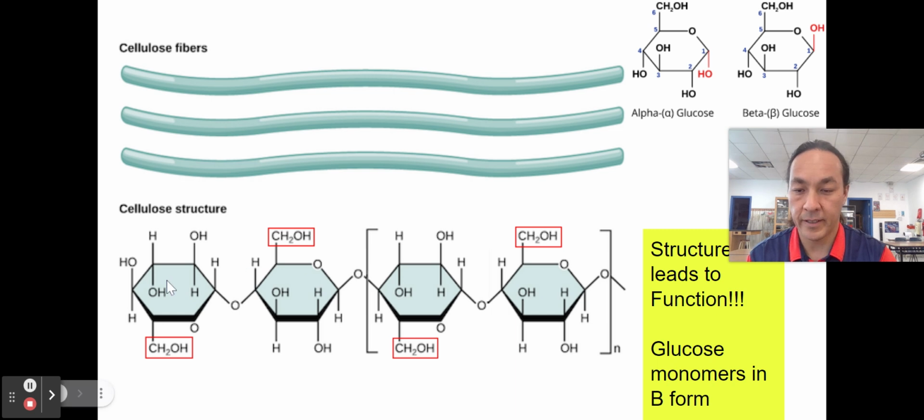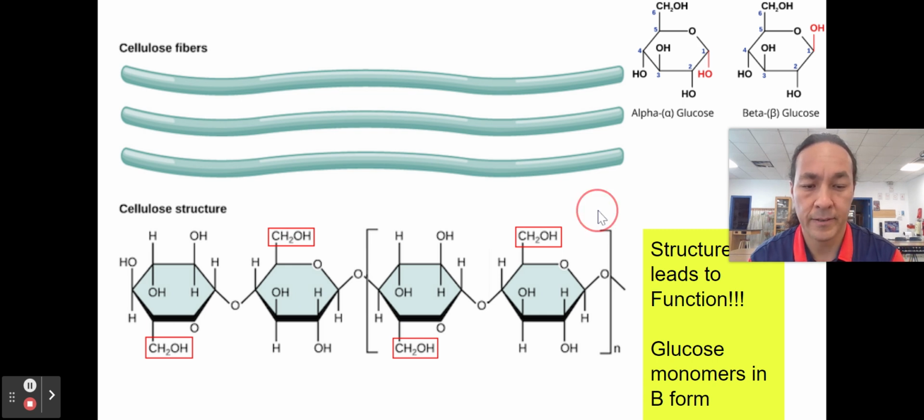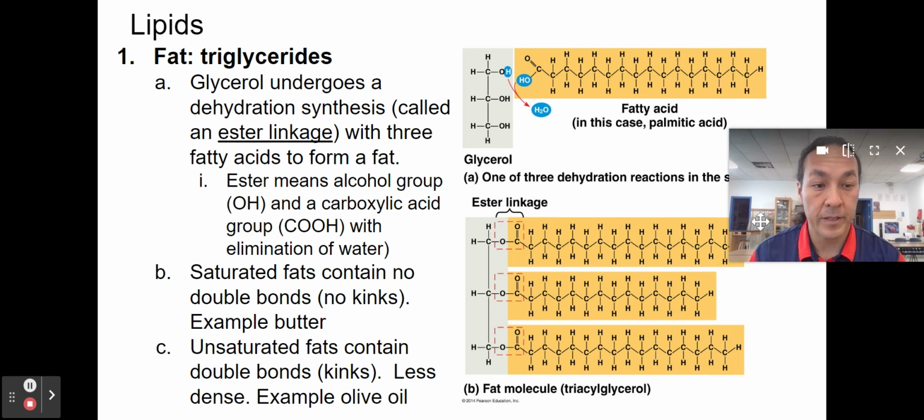So I just mentioned the alpha ones. If you put those together, it can make something like starch. All right. You don't need to memorize any of that. I would just say the important thing to note is that structure leads to function. Okay, we just did carbohydrates.